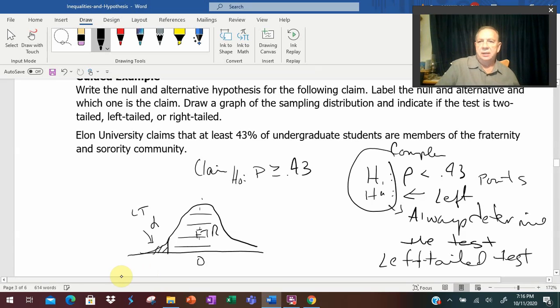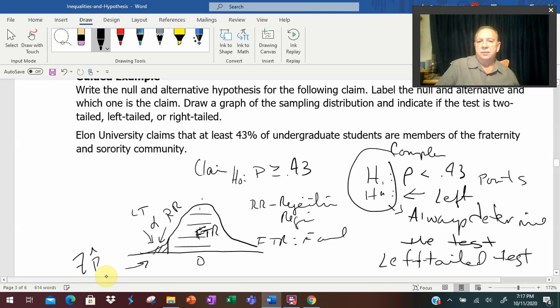It's close enough. But if the sample is out here, and in this case the p hat is in there, and it's got to be the z score, t score for that p hat, then we're going to reject. So this is called the rejection region, RR, and this is the fail to reject, the FTR. RR is the rejection region. FTR is the fail to reject region.